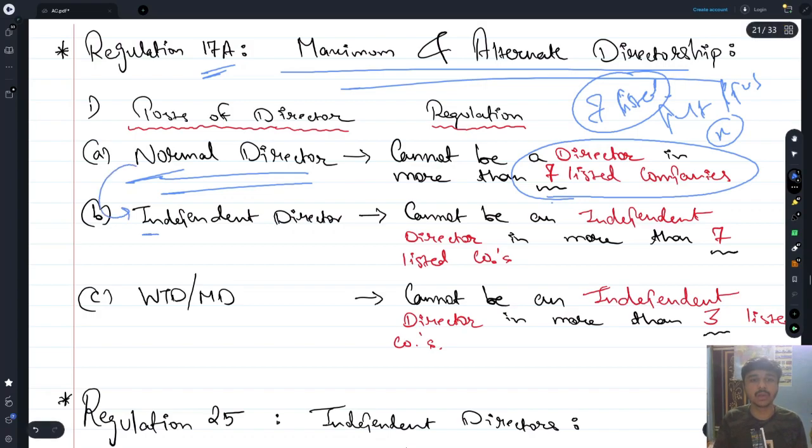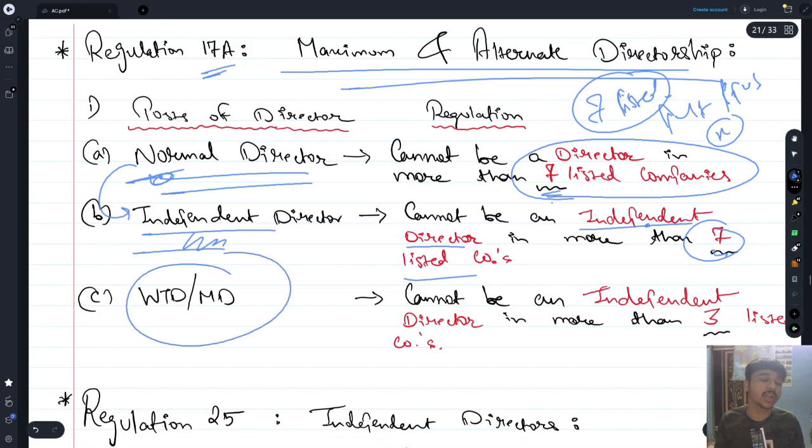Say you are not a normal director, you are an independent director. In that case, you cannot be an independent director in more than 7 listed companies. So for a normal director, maximum 7 listed companies. For an independent director, maximum 7 listed companies. For a whole-time director or a managing director, what is the condition? Basically, you cannot be an independent director in more than 3 listed companies. Are you getting what I'm talking about?